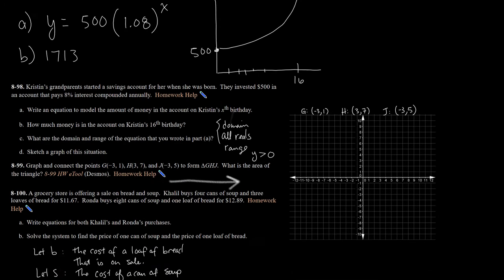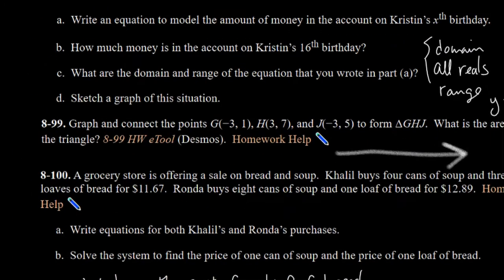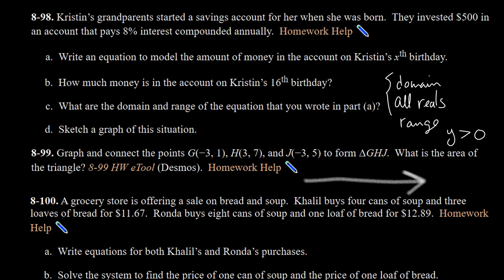Right, moving on to question. Thanks, Kristen, and Kristen's grandparents for setting this up so we could talk about it. Next one says, graph and connect the points G, H, J to form triangle GHJ. What is the area of this triangle?